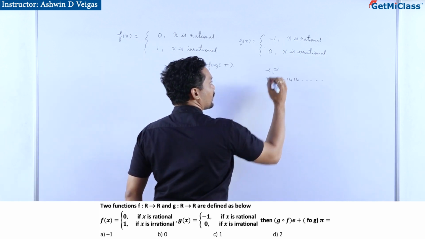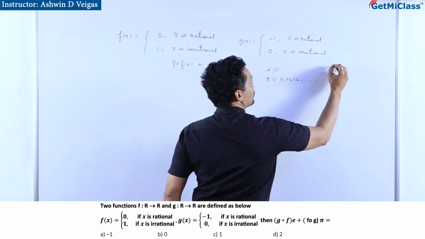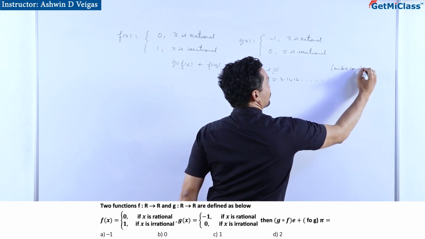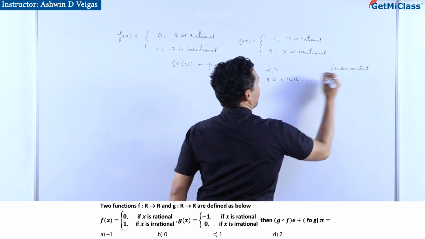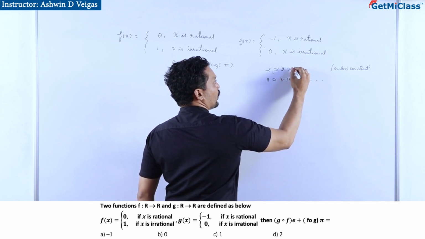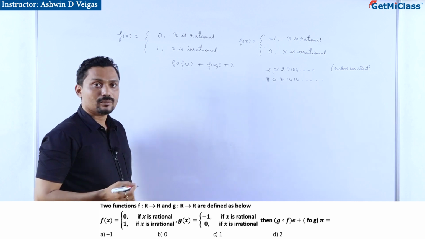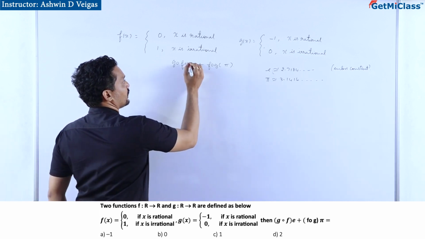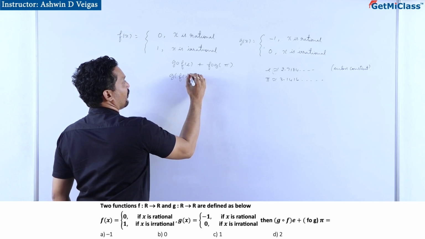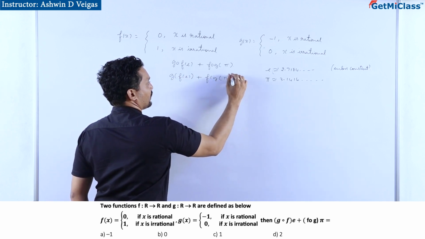Similarly, there is something called Euler's constant. E is called Euler's constant. So the value of E is like this, and in the same way it is an irrational number, 2.7184 like this. So actually E and pi both are irrational numbers. Now therefore this question is to find g of f of E plus f of g of pi.